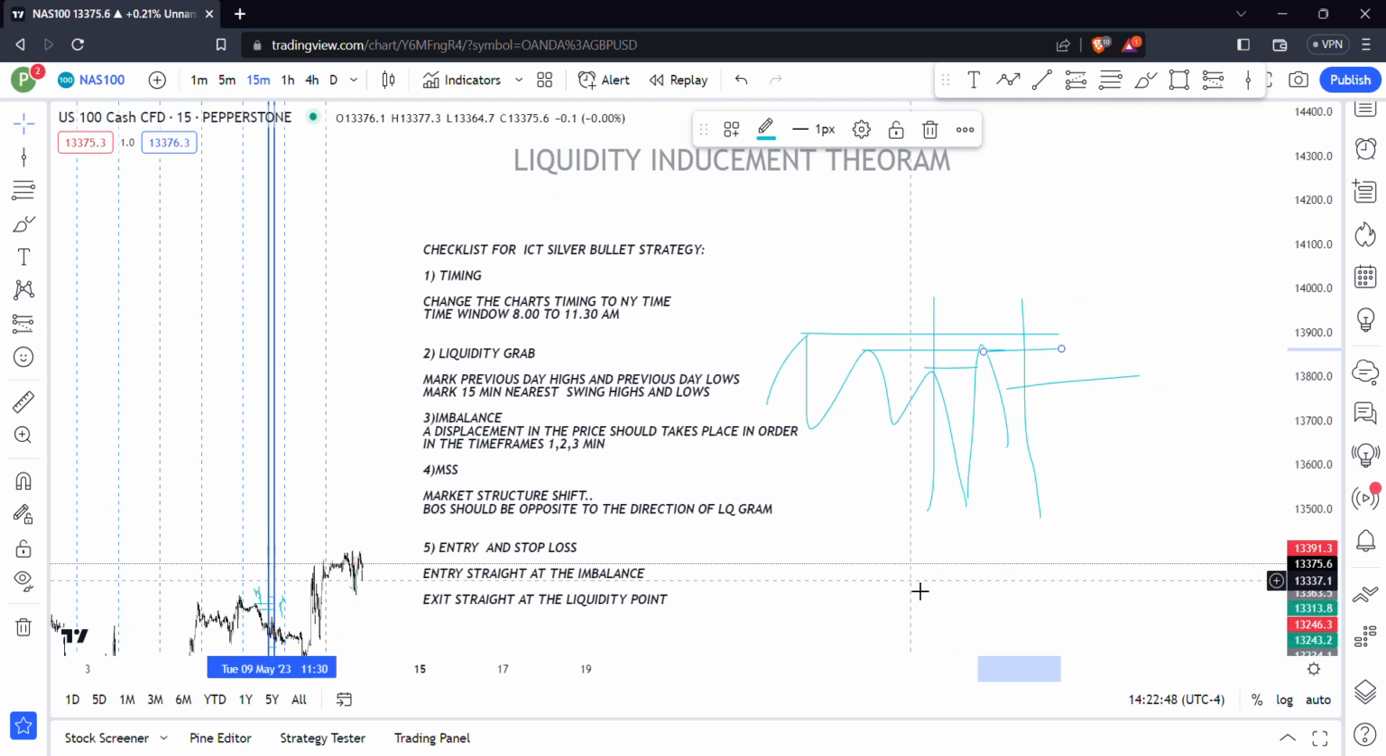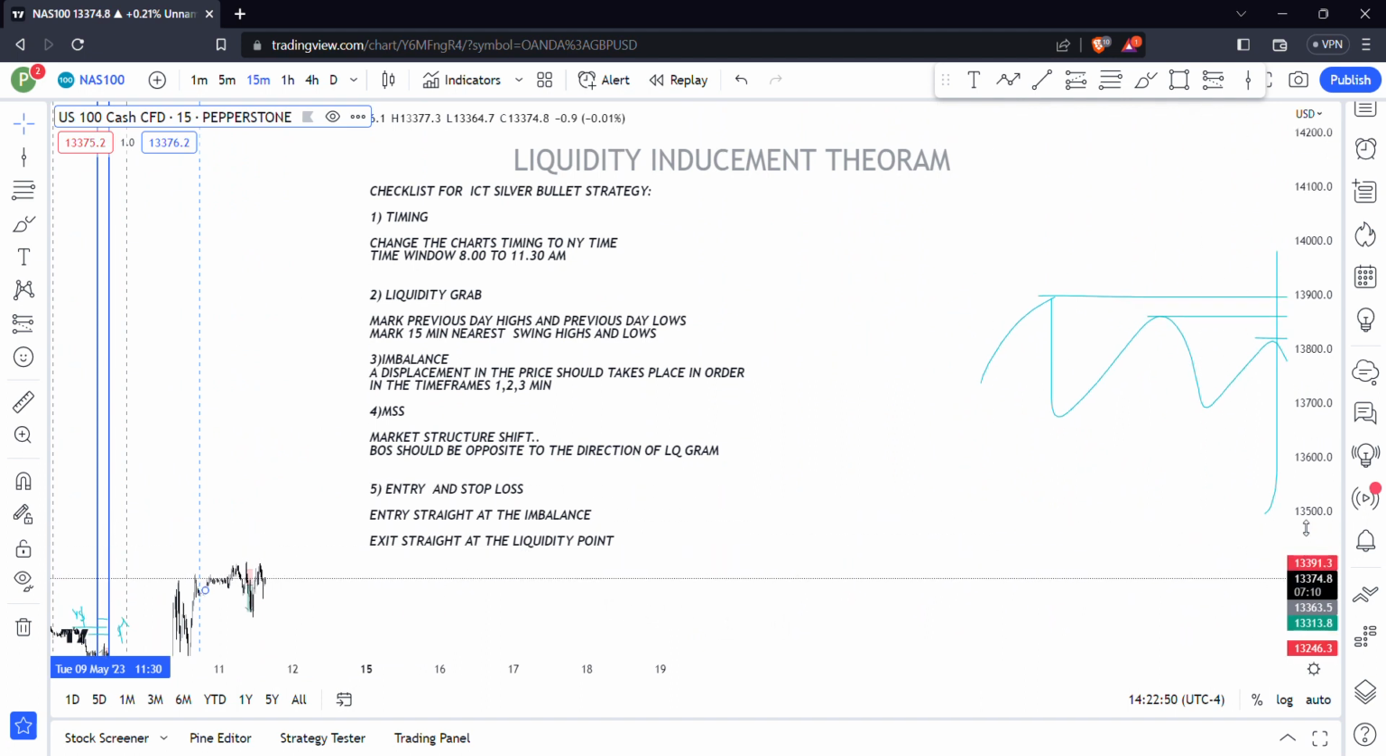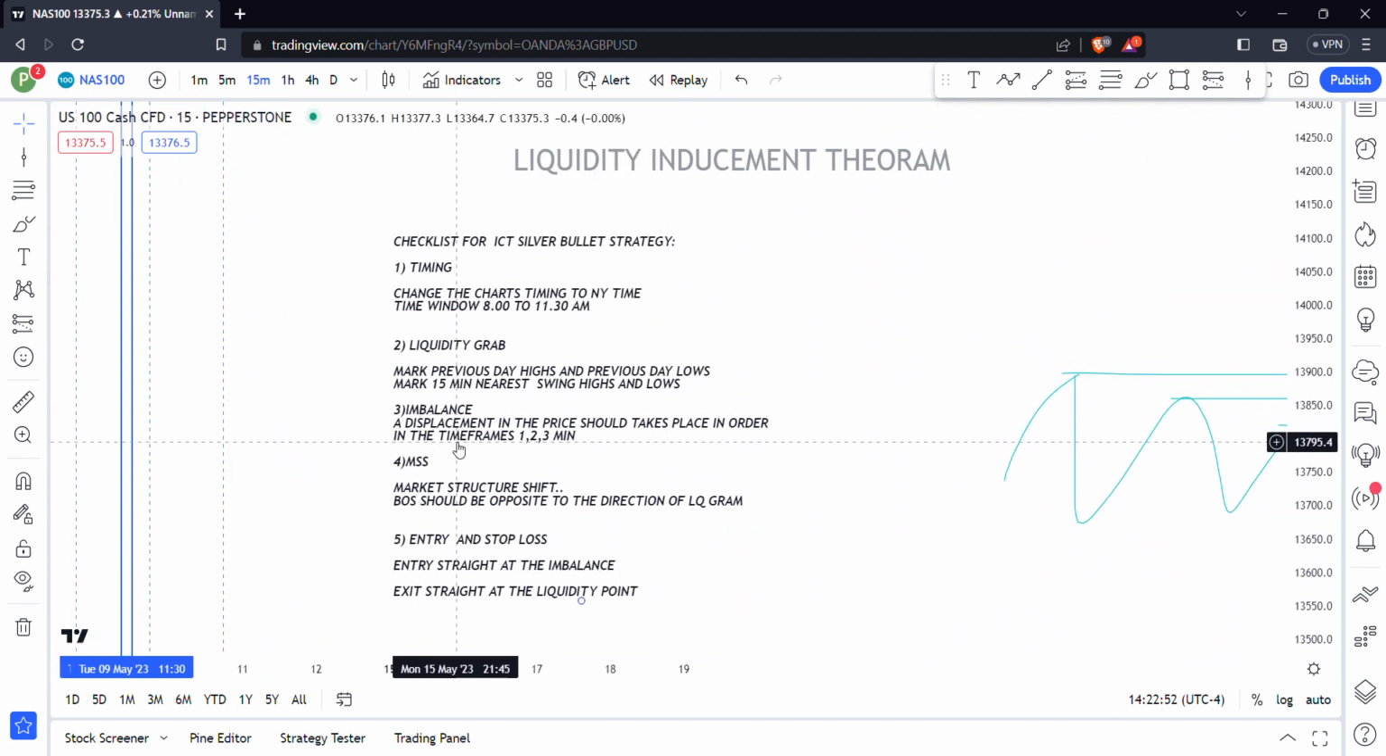And coming to the third point of the checklist, the imbalance. It's very important. The imbalance tells us whether it's a liquidity grab or a break of structure. This is a very important topic I want to discuss, and I will cover it in this video. Many people ask how we can know whether it's a break of structure or a stop hunt. The only way we can know is by using the imbalance concept of ICT.